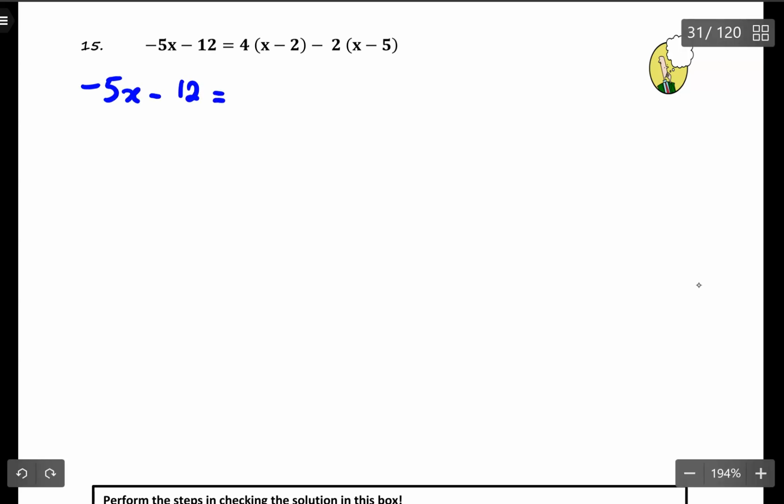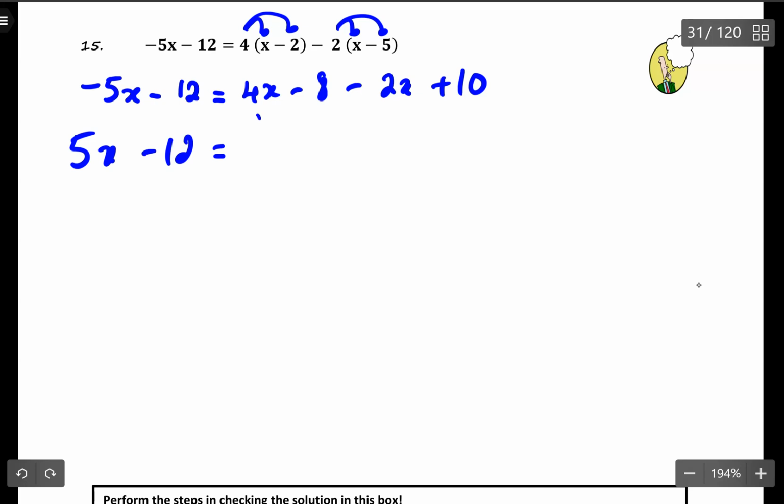Again, on the left-hand side, I cannot simplify anymore, but on the right-hand side, I can perform this step. So I should have 4x minus 8, subtract 2x plus 10. Then I can combine these two. I will have 2x, and this I can combine. I should have plus 2.